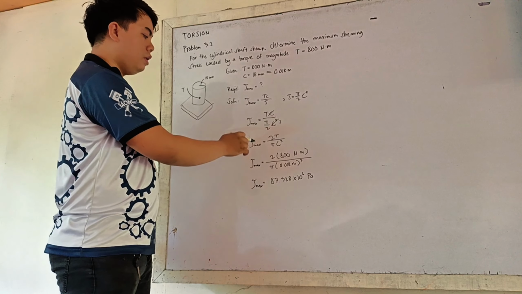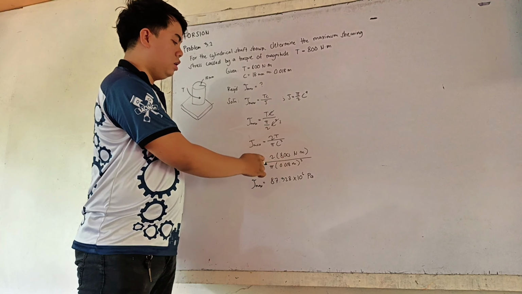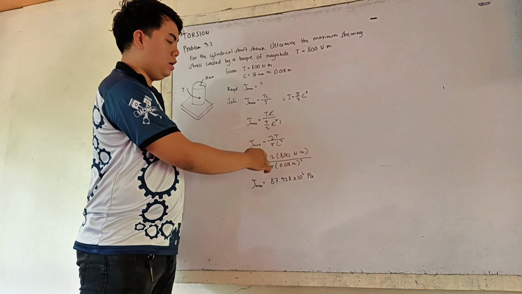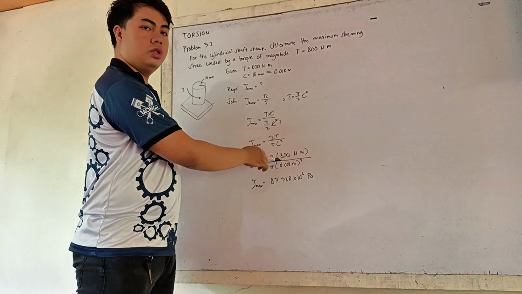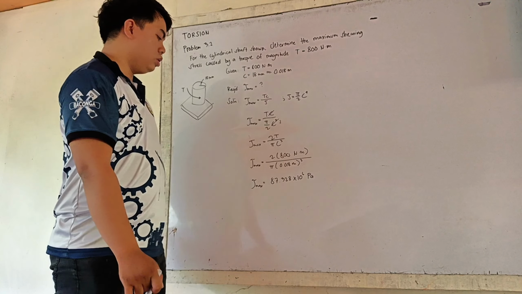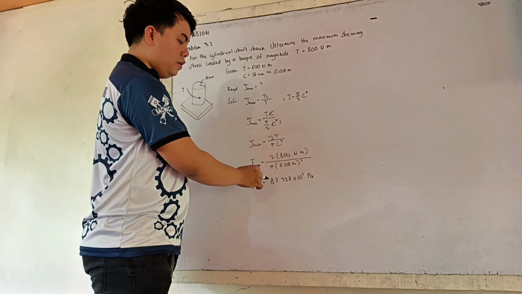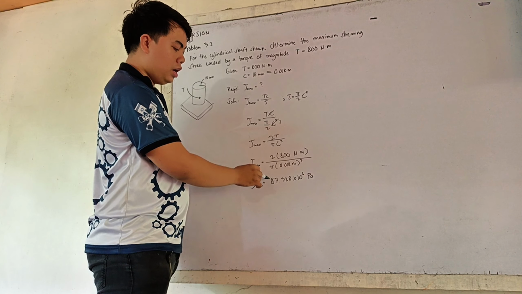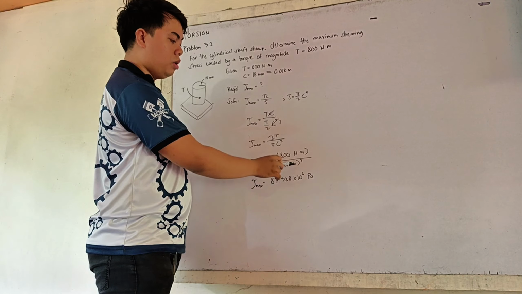So plug in the values. So 2 times our T, which is 800 Newton meter, divided by pi multiplied by the C cube. So we have 0.018 meter cube. So our maximum shear stress now is simply 87.328 times 10 to the power of 6 Pascal.